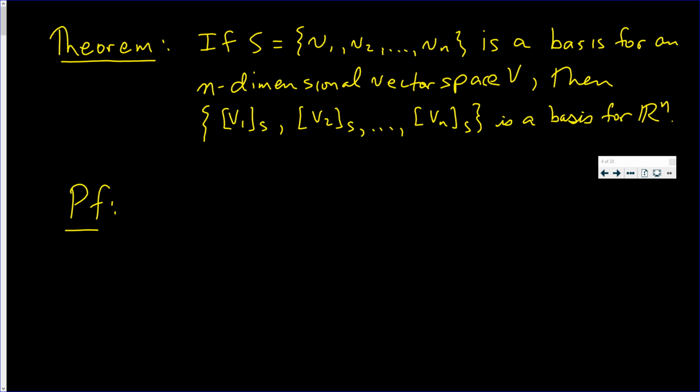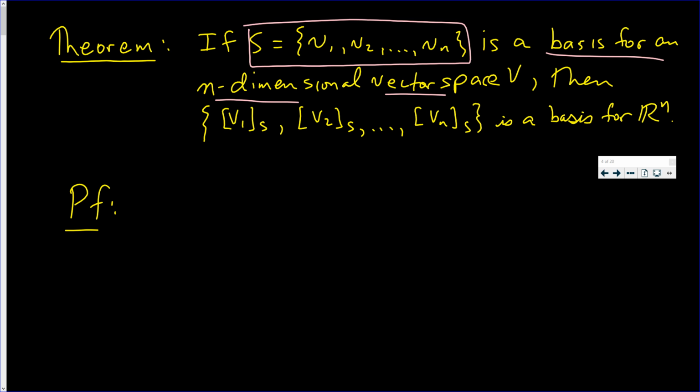In this video, I'm going to prove a strange fact. If S equals {V1 through Vn} is a basis for an n-dimensional vector space V, then this set is a basis for Rn. Now, this is an ordered basis.